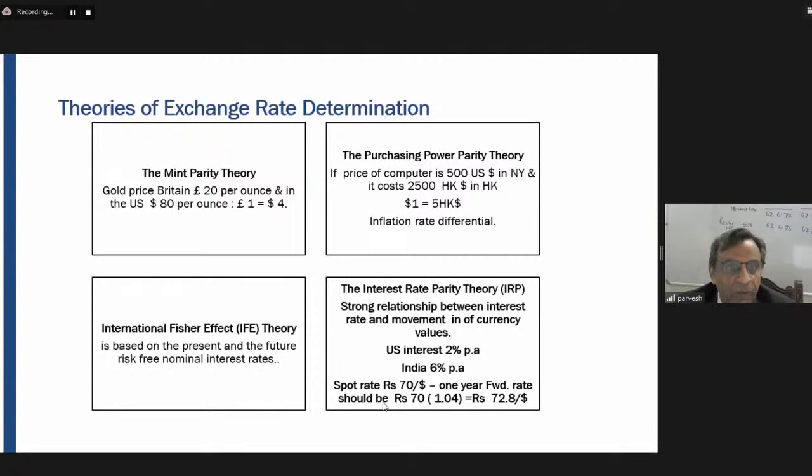So something costing $500 in America costs 2,500 in Hong Kong, and then we say that $1 is equal to 5 Hong Kong dollars. When you travel abroad, you will find the rates are different. The same bread which in India costs about 30 or 35 rupees will be available for, say, $2 in America. Because of the various inflation rates, the prices can be different. So purchasing power parity theory was based on this concept.